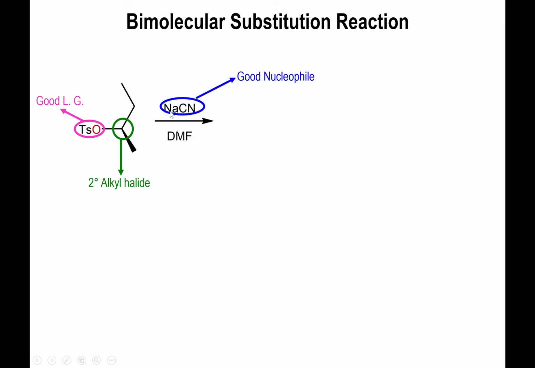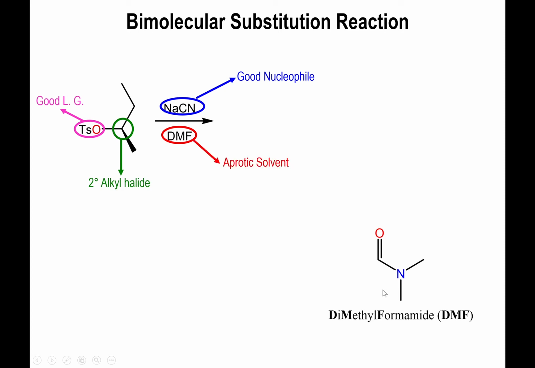The substrate is being combined with sodium cyanide, and cyanide is not only a good nucleophile, it's an excellent nucleophile. So that's already looking good for an Sn2. Now, the thing that absolutely makes it clear that this will be an Sn2 reaction is the fact that you are using DMF. DMF is an aprotic solvent. You never have oxygen bound to hydrogen or nitrogen bound to hydrogen. So an aprotic solvent with a good nucleophile, with a good leaving group, and a secondary alkyl halide spells out Sn2 reaction. So what you would do is carry out the Sn2 reaction.